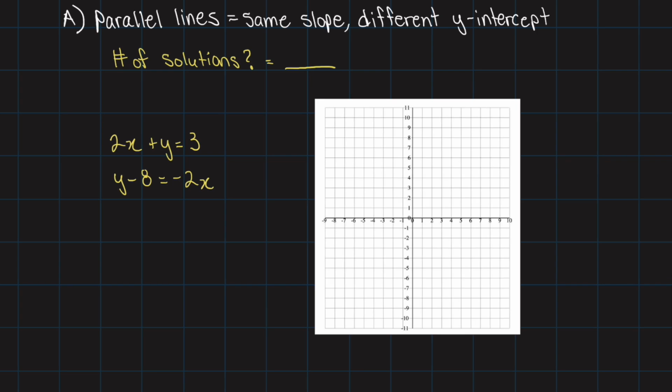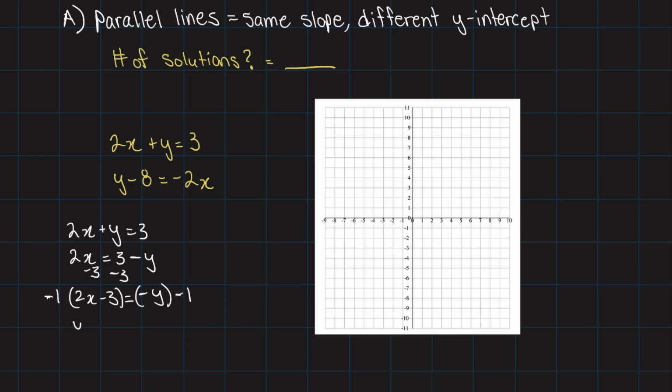So we have 2x plus y equals 3. Again, we're going to put it into y-intercept or slope-intercept form to graph it. So if we have 2x plus y equals 3, we can move y to the other side. So we have 3 minus y, and then we move 3 to this side, and then we have 2x minus 3 equals negative y, and then we can just switch the signs by multiplying this whole thing by negative 1. So then that gives us positive y equals negative 2x plus 3.